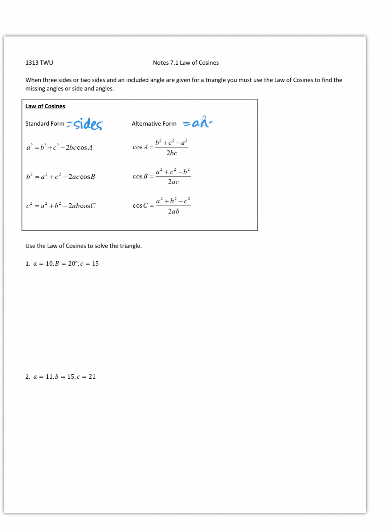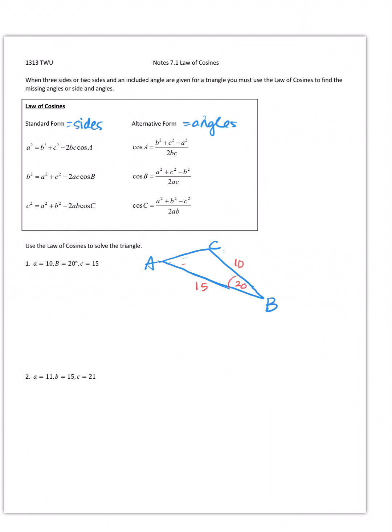All right, so I'm just going to run through a couple examples. So let's look at number 1. It says use law of cosines to solve for the triangle. So I've just drawn a triangle. Capital letters are my angles. And I'm going to put in there what they told me. Little a is 10, meaning the side opposite angle A is 10. Side opposite angle C is 15. And B is 20 degrees. That gives me enough to solve my triangle.